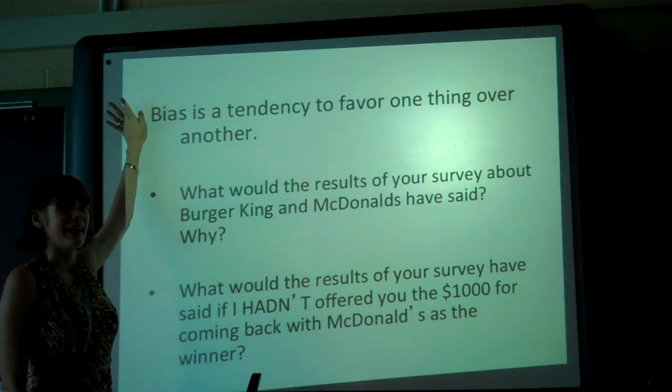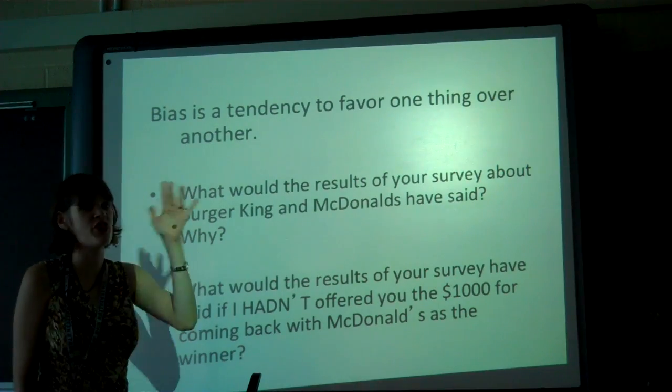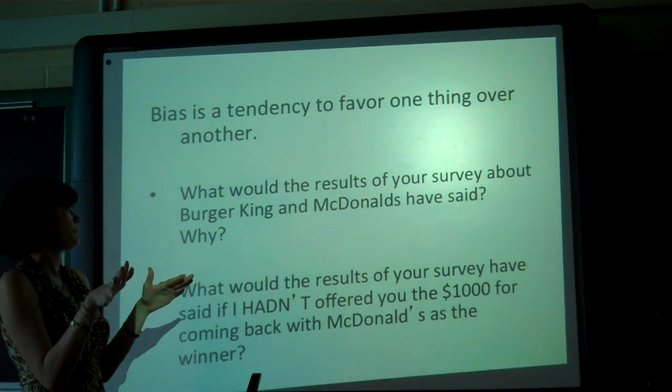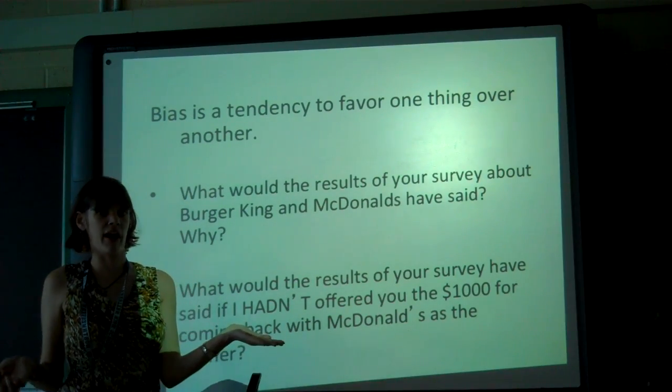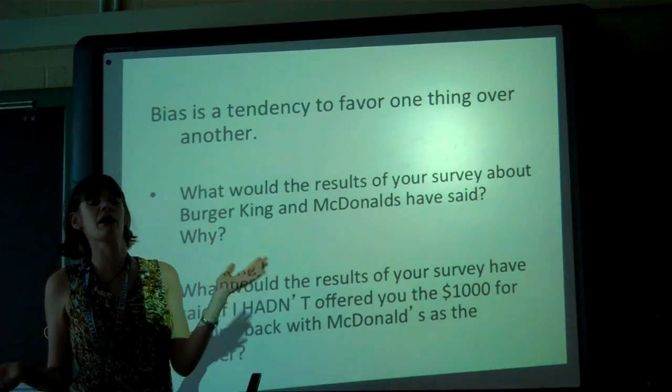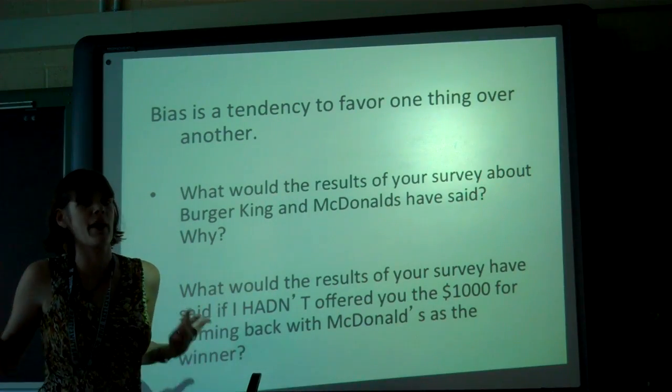So bias is a tendency to favor one thing over another. We just said that our Burger King and McDonald's survey probably would say McDonald's wins because you want that $1 million.